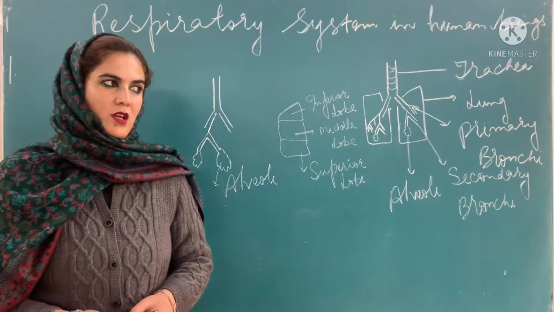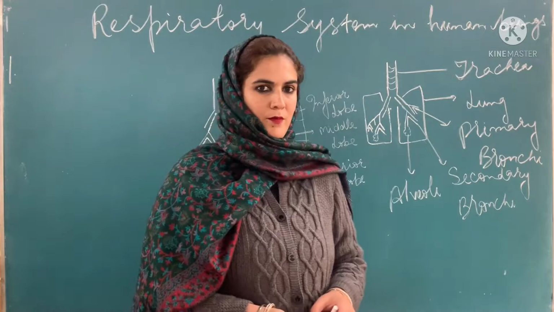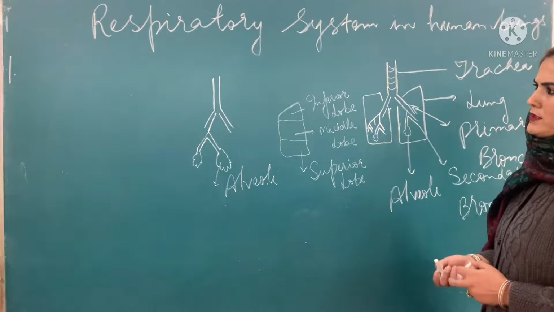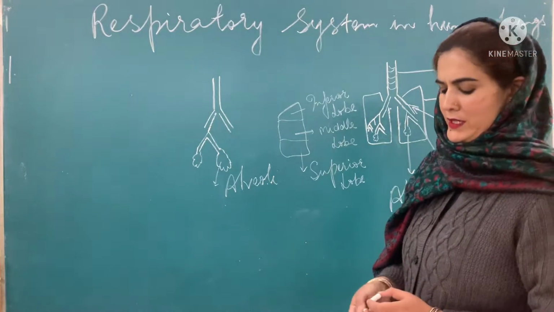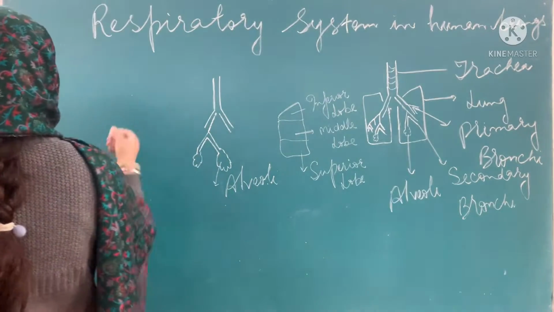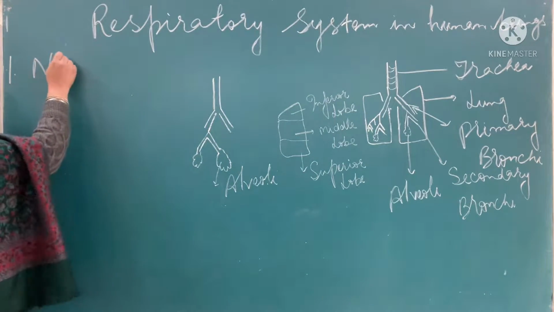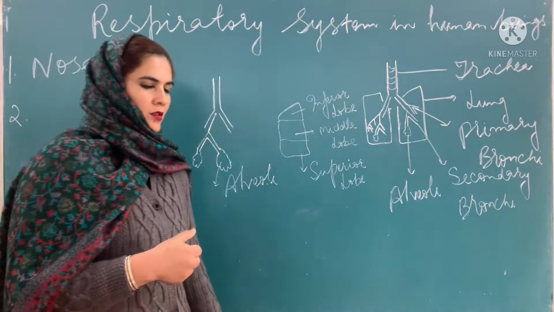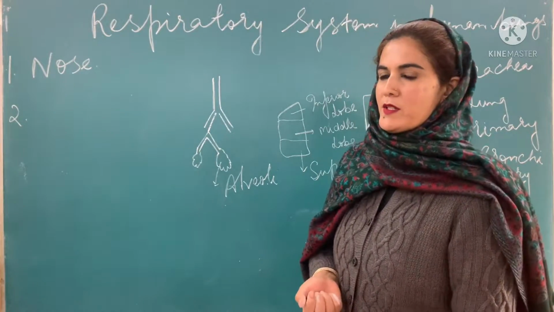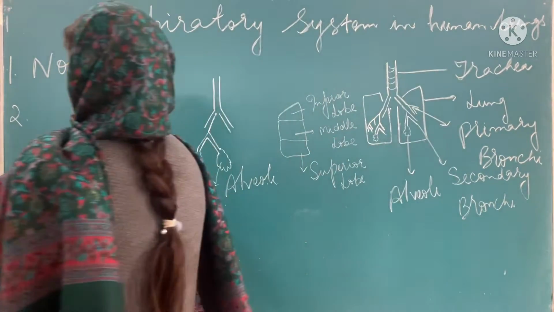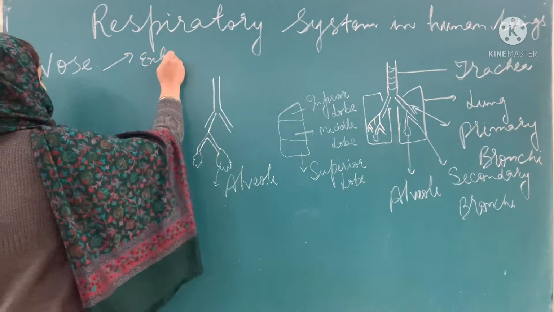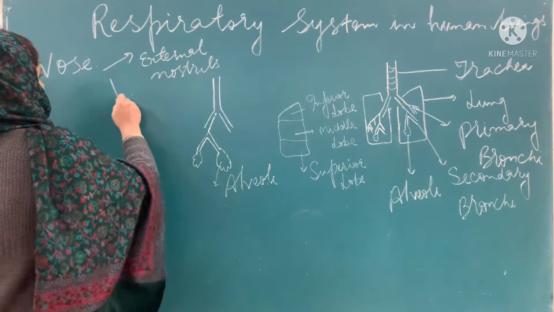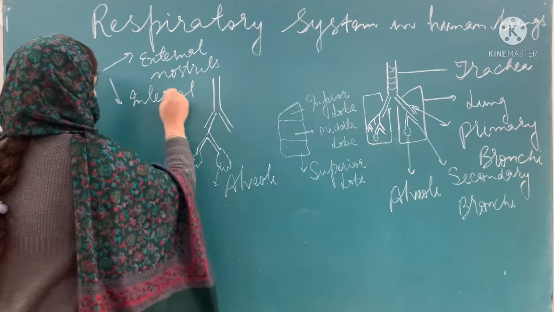Like respiration, I have discussed in the earlier part about the types also, and in this video I will be talking about the respiratory system in human beings, the different parts. So the first part is the nose. There are different parts, but first we talk about the nose, and in the nose we have external nostrils and internal nares.